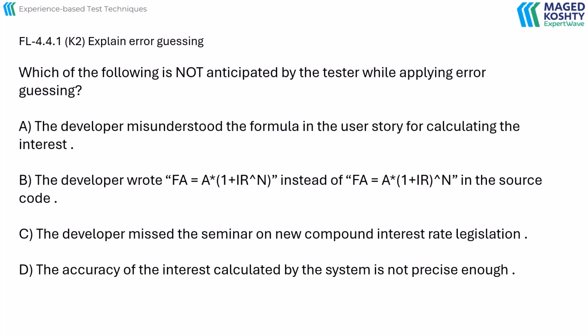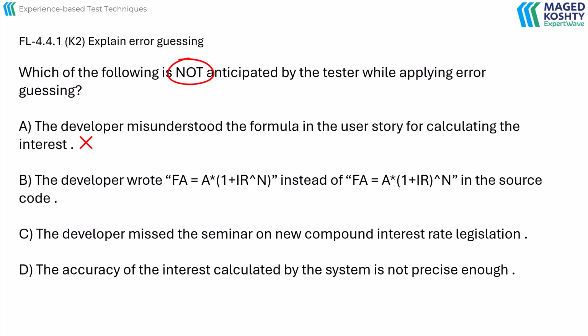Third question. Which of the following is not anticipated by the tester while applying error guessing? Notice the not. A. The developer misunderstood the formula in the user story for calculating the interest. This is an example of the tester guessing where the developer might make a mistake or an error.